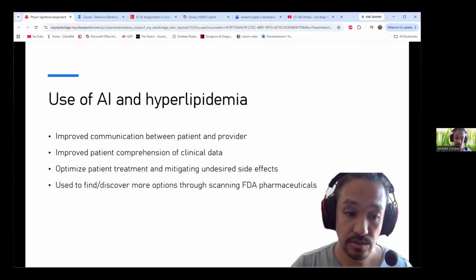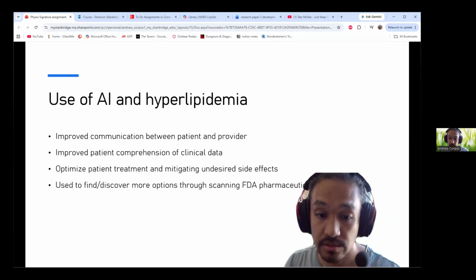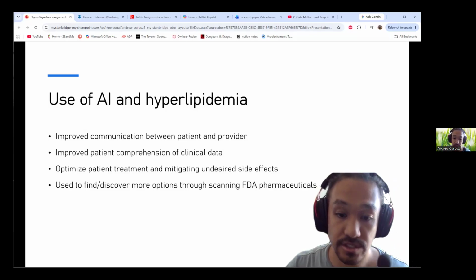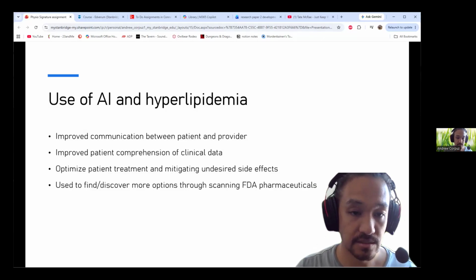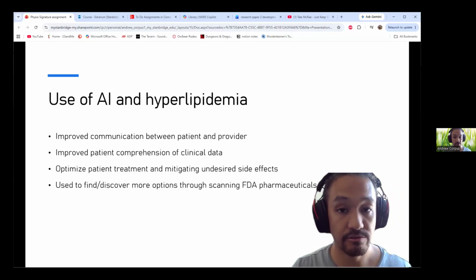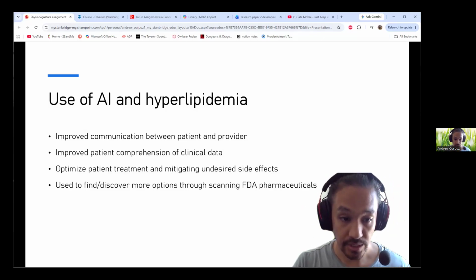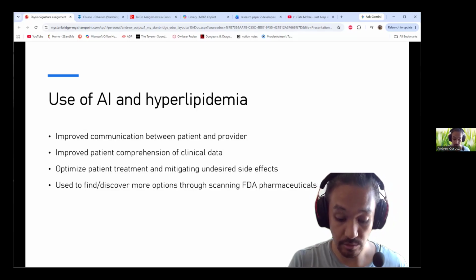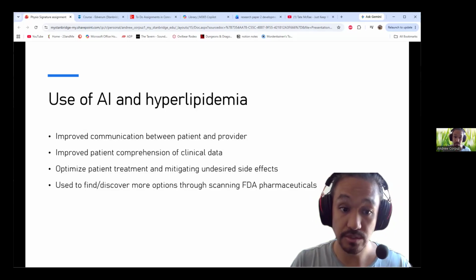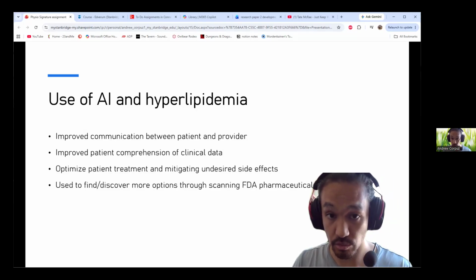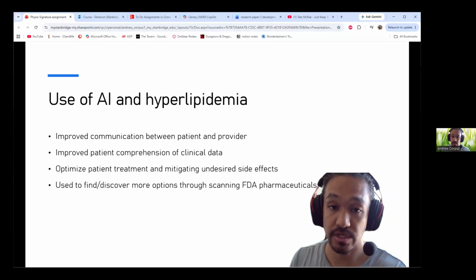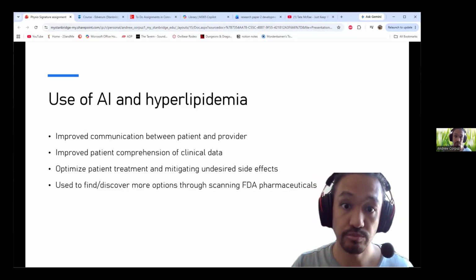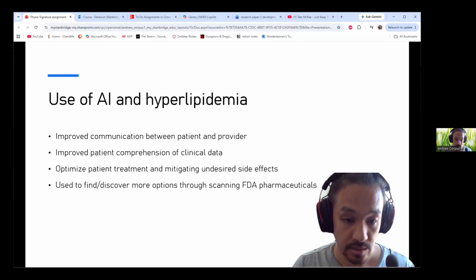AI is also being used to optimize patient treatment and helping mitigate the undesired effects. I mentioned before statins kind of have unfavorable outcomes, but AI is going to be able to go over and optimize maybe dosages, how much, or how it can complement it with a different type of pharmaceutical to improve patient outcomes.